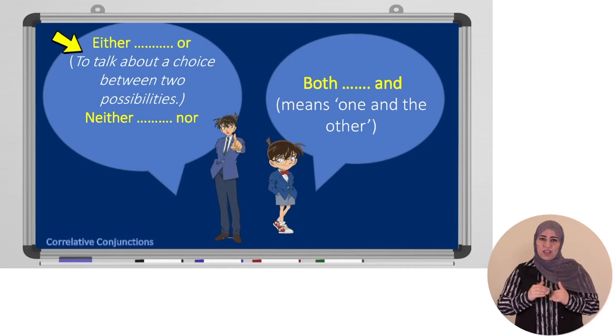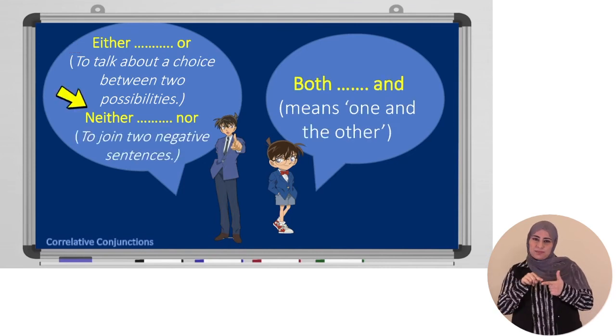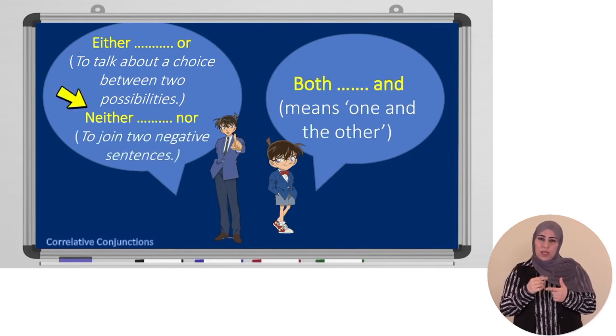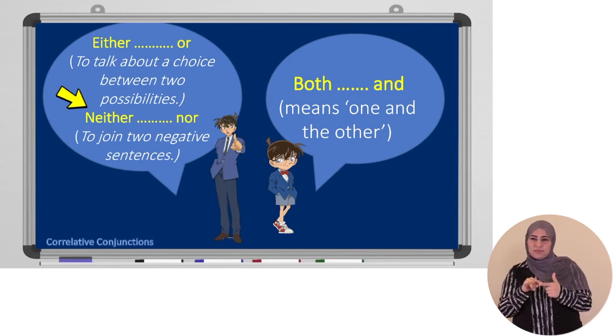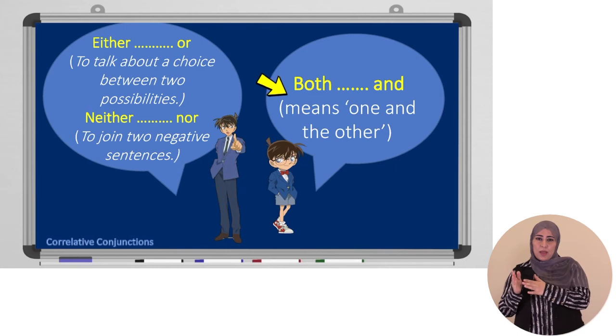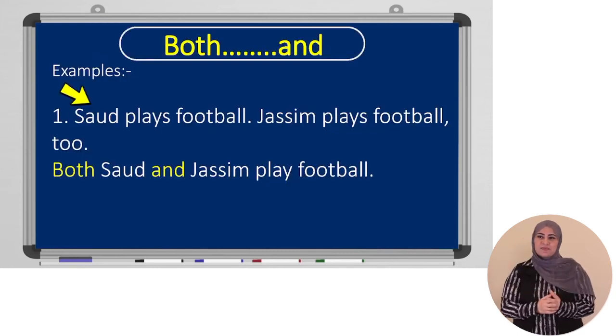Either...or means you're giving an option. You can either have this or that. So it's between two different possibilities. Neither...nor, I'm giving you, you cannot have this nor that. We're joining two negative sentences. However, both...and means one and the other. So when we use both...and, we're talking about two things, one and the other.